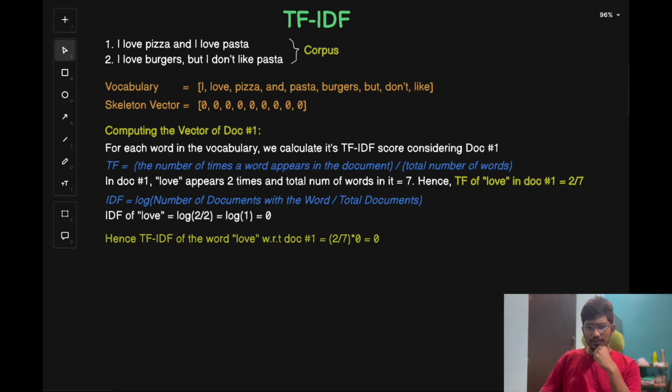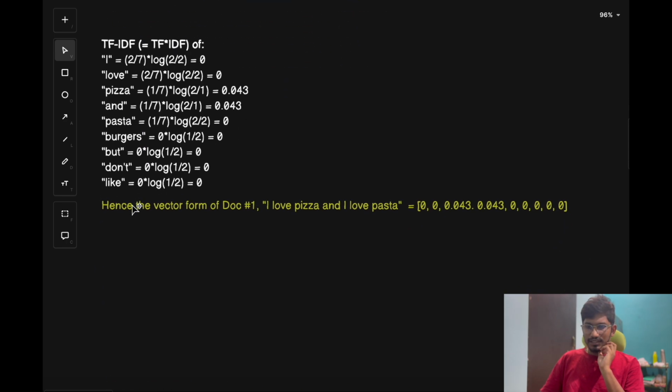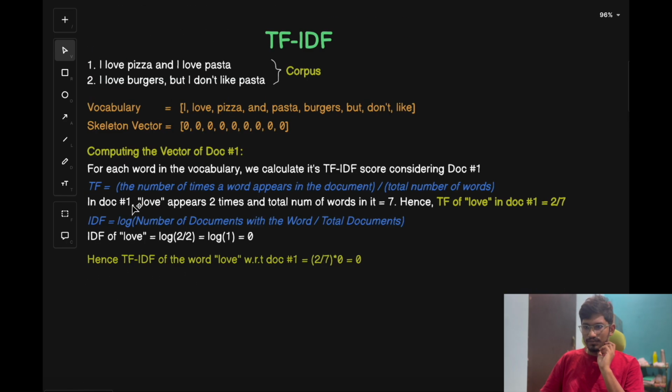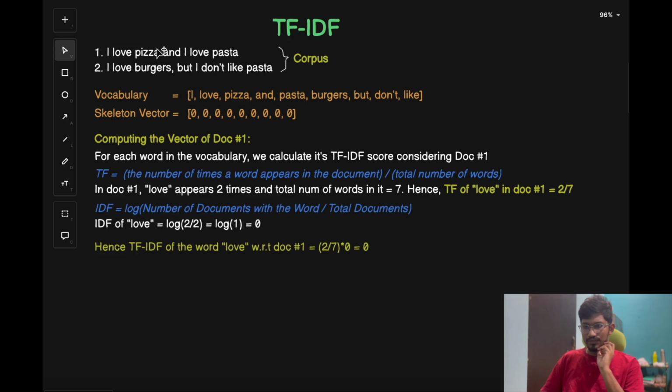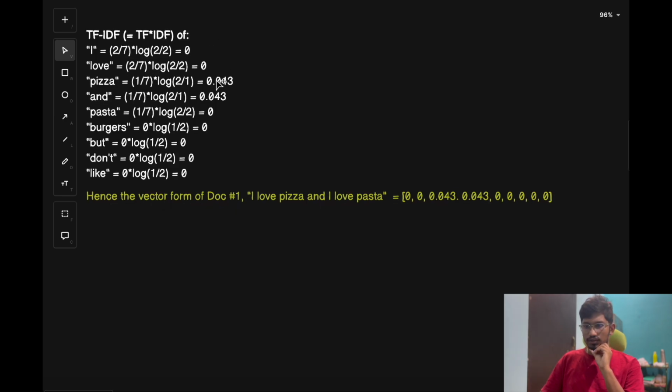Alright. So this means that although the word love is common in both the documents, it's not particularly useful in differentiating between them. Now let's take a word that appears in only one document. For example, the word pizza, which appears only in document 1. Using the processes we just discussed, if we calculate the TF-IDF score for the word pizza, it is 0.043 because the TF is 1 by 7 and the IDF is log of 2 by 1.